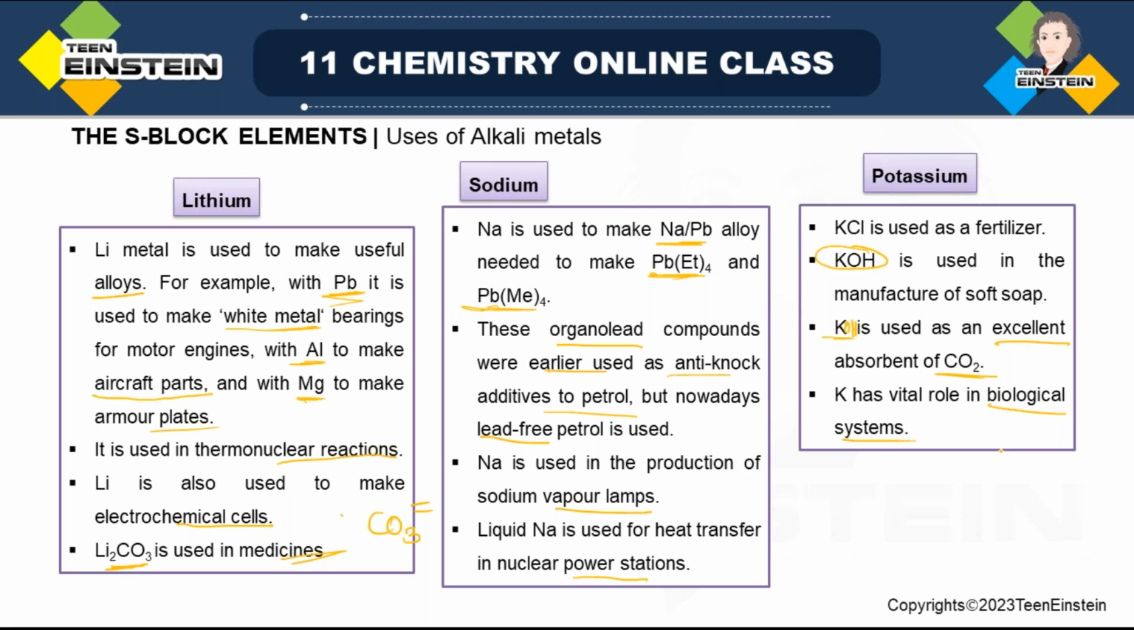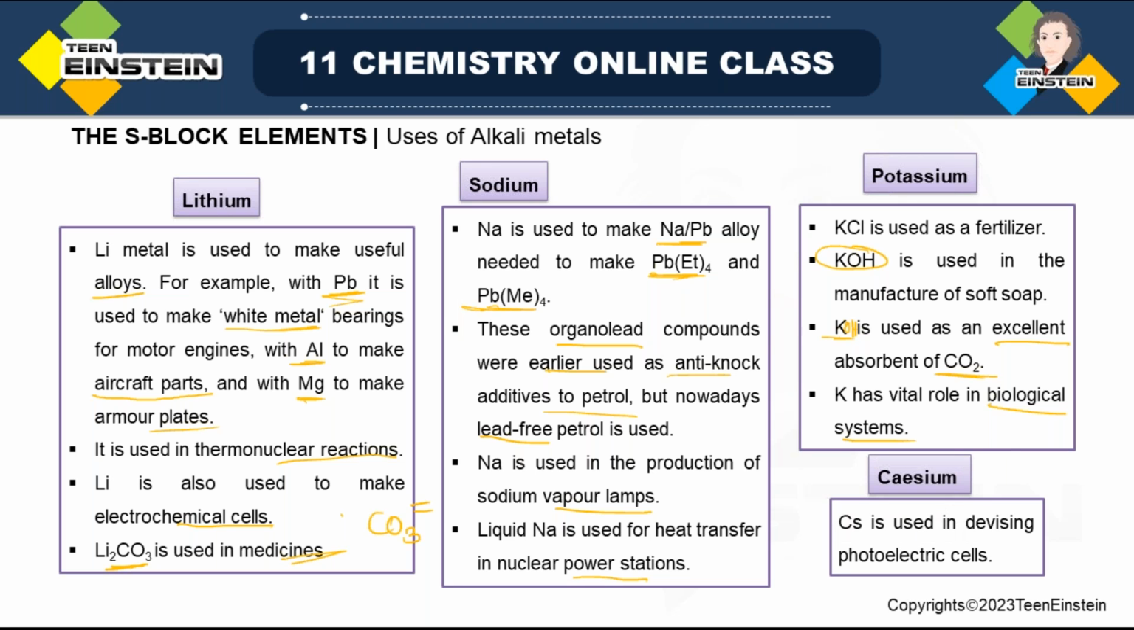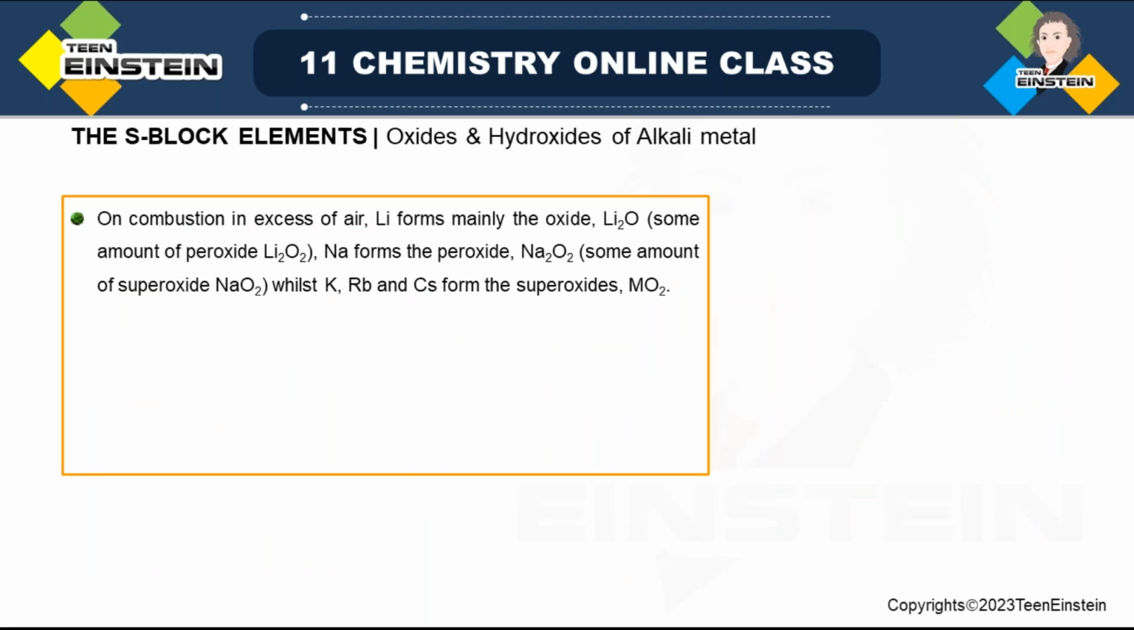Now, sodium and potassium, these two alkali metals, have an important role in biological systems that will be discussed separately, but in the uses part also you have to consider it. Okay? Cesium is used in devising photoelectric cells. So these are some uses of alkali metals.